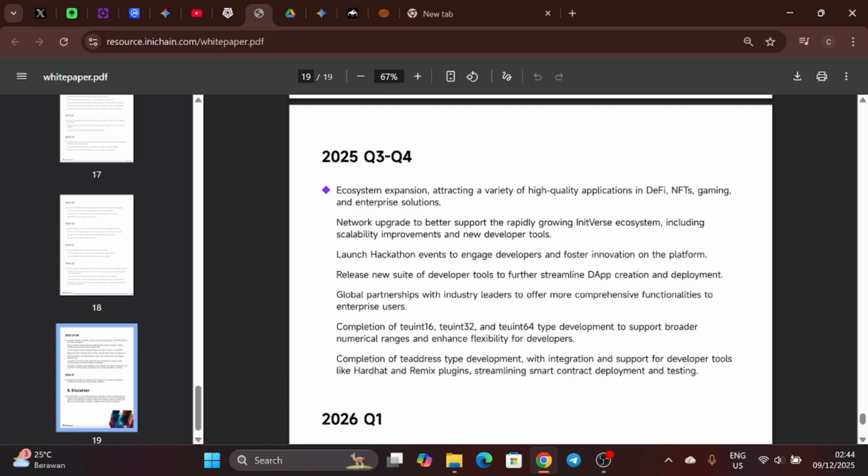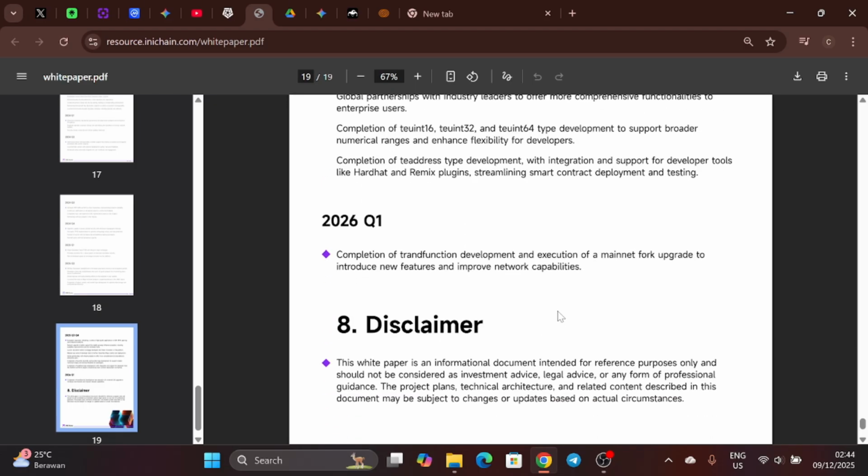Completion of the development of the types, supporting a broader numerical range and enhanced flexibility for developers. Completion of the development with integration and support for development tools like Hardhat, Remix plugin, streamlining smart contract deployment and testing. Very cool. And Q1 2026: completion of the function development and executing a network upgrade to introduce new features and improve network capability.